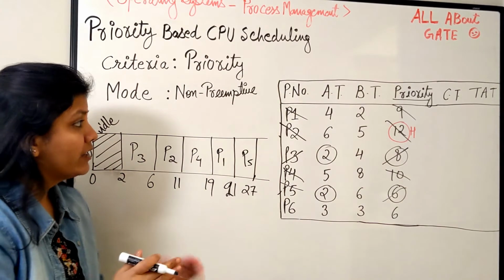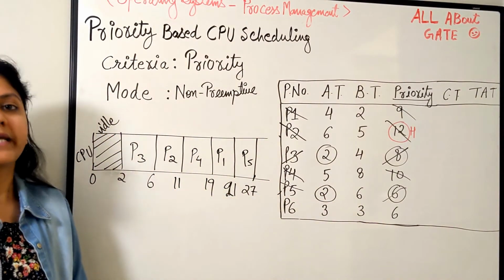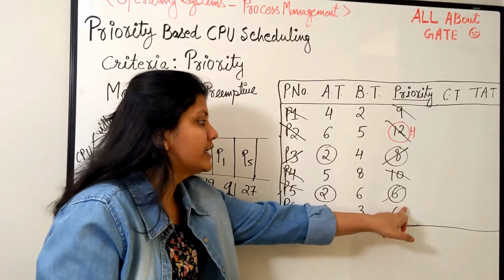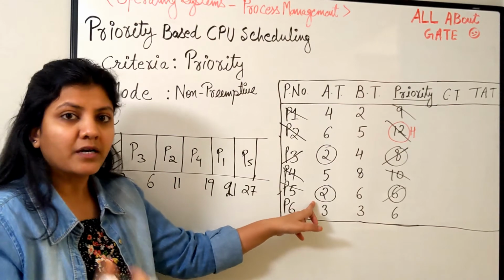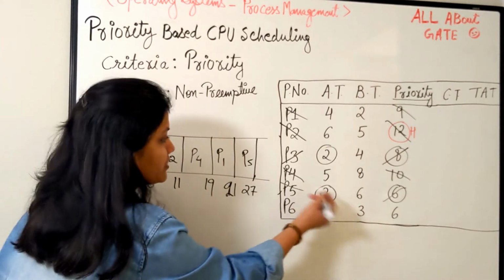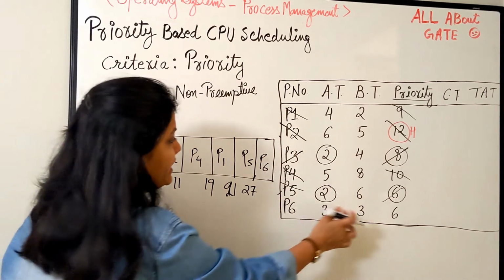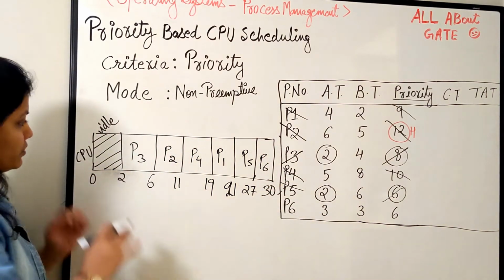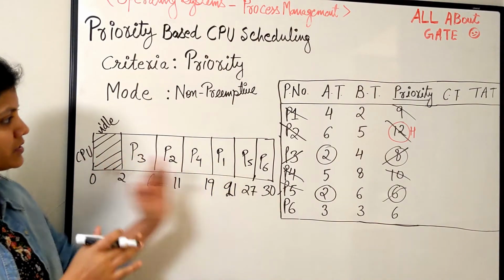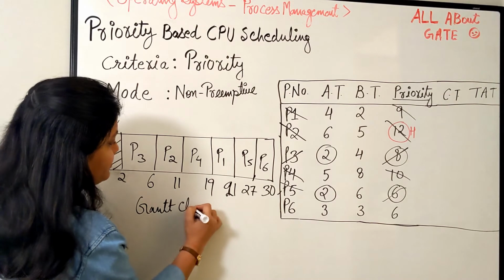Somebody might think, why are we not looking at the burst time? Because burst time is not the criterion at all. The criterion is the priority, and if there is a tie, you come back to the arrival time, whoever is coming first. The last process to be scheduled is P6, and that needs 3, so 27 plus 3 is 30. So this is how these processes are going to get scheduled, and you get your Gantt chart.